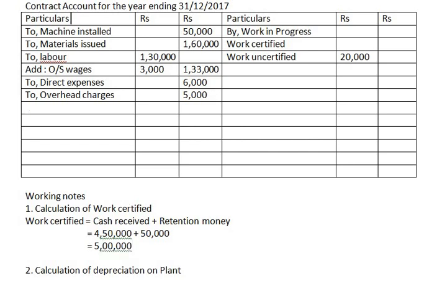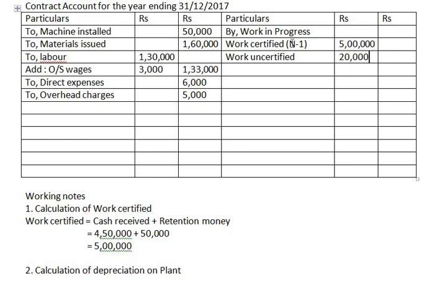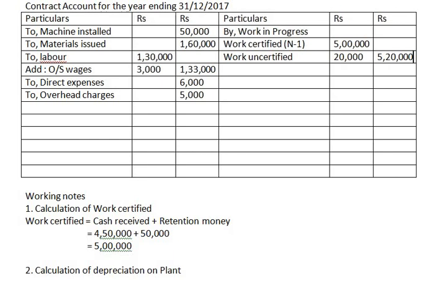So your work certified, in bracket you can mention the working note, note 1. Amount is 5 lakhs rupees. Add it and take it to the outer column, so that is 5,20,000 rupees.